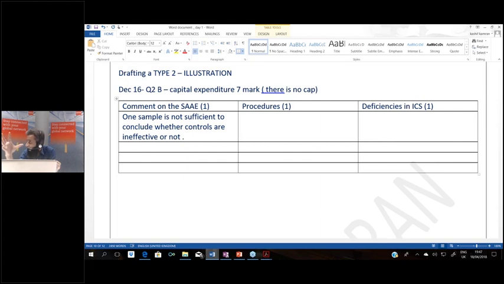Please, I'm using the columns for illustration. The proper way of answering the question is in my Word file, in the file attached with the documents. Is that clear to everyone? Columns are not to be used in the exam paper. I'm only using columns to show you the 7 marks.